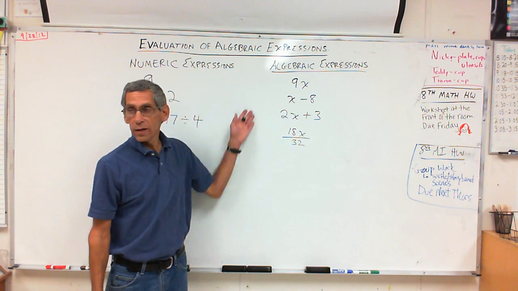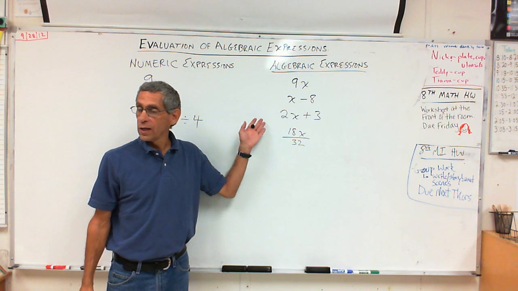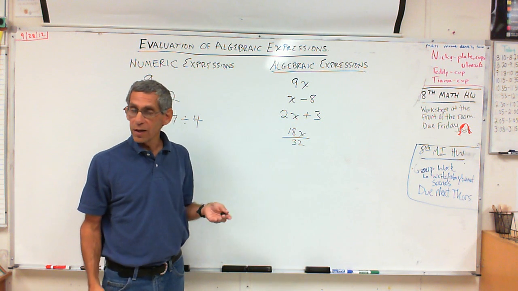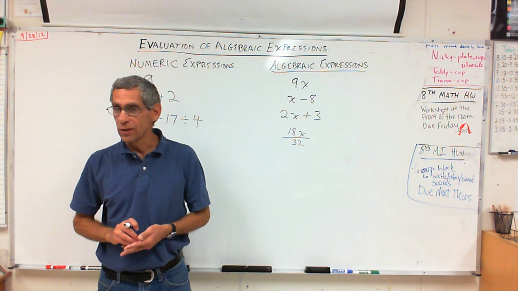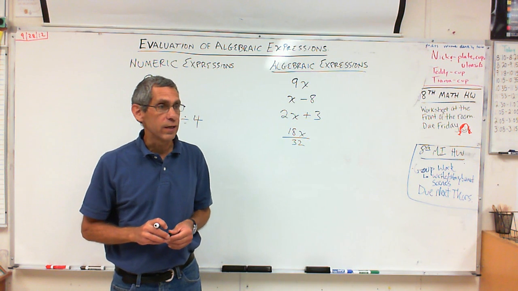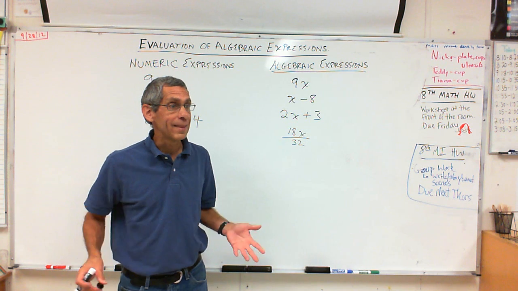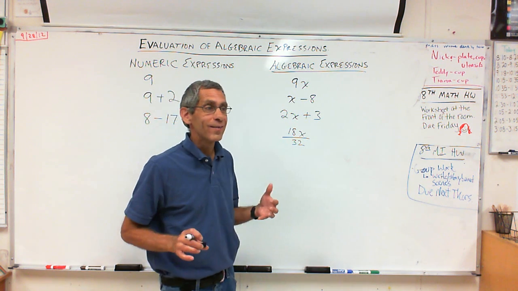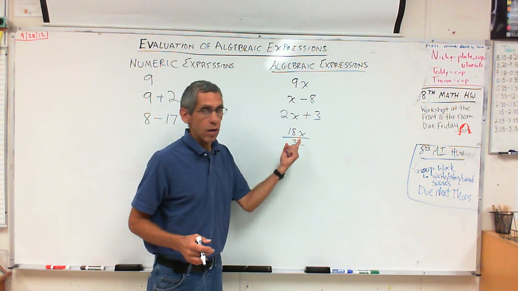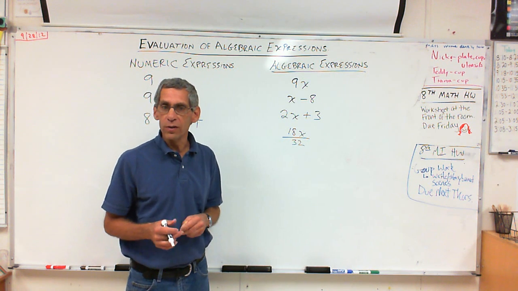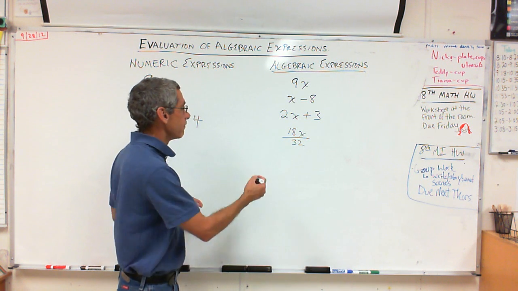Those are all expressions, but they are algebraic expressions because they have that little unknown guy, that mystery guy that's either called x or called a or b or c or d or anything. Maybe negative x. And what is that unknown thing called? A variable. Yes. It is called a variable.